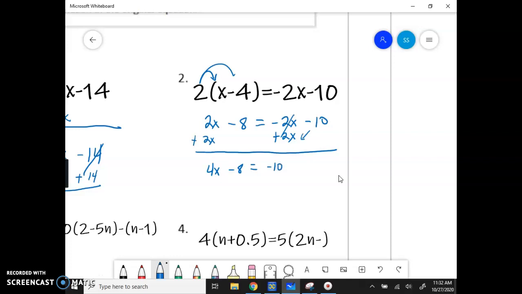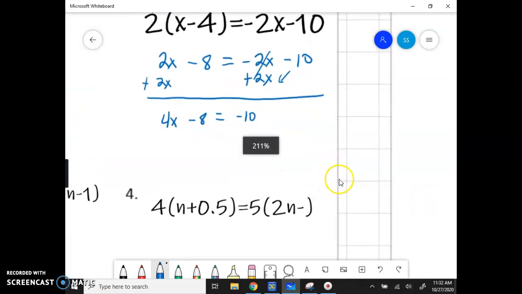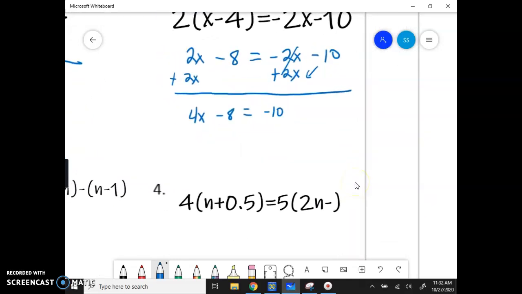Now I have the variable on the left side, so I need to put the constant on the right side. That means this negative 8 needs to go away. I'm going to do so by doing the inverse operation and adding 8. You do it to one side, you have to do it to the other side.